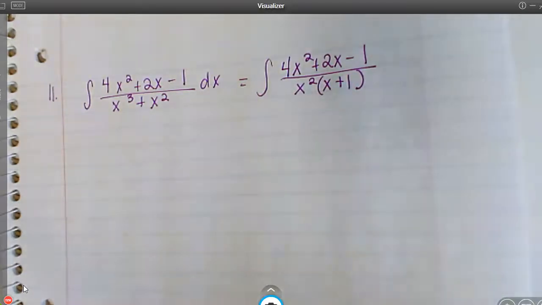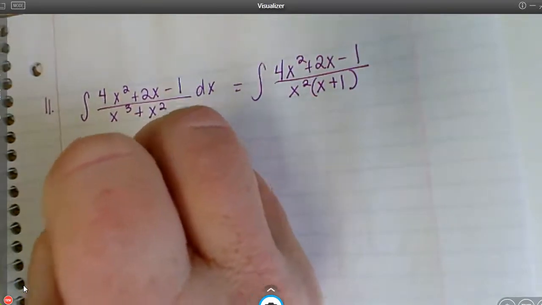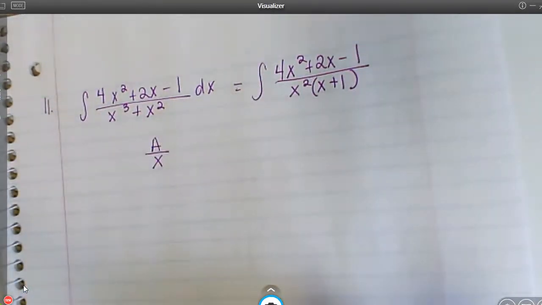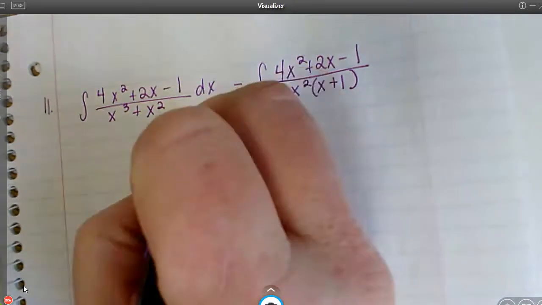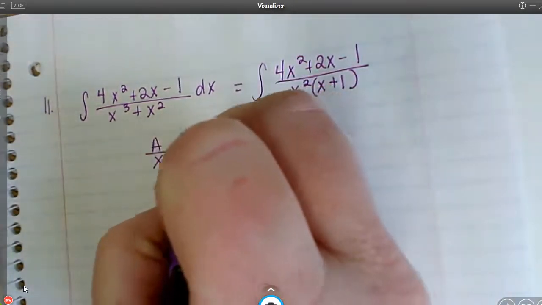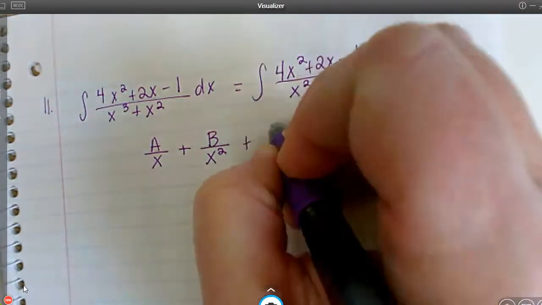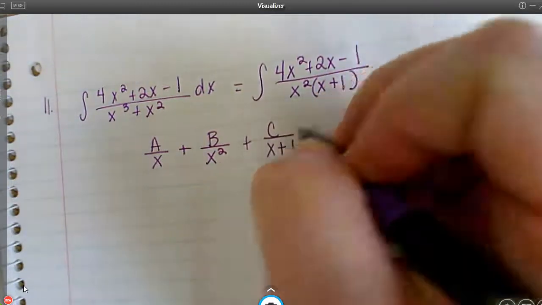Okay? So what you do is you make one thing just be A over x. You make another thing called B be B over x squared, because that's a possibility whenever you work it out that that could have been part of it. And then the third one is the C over the x plus 1.